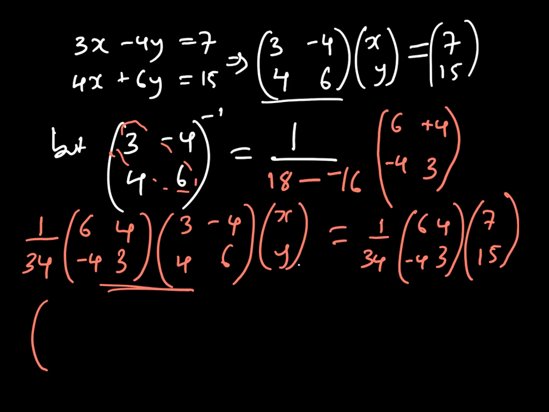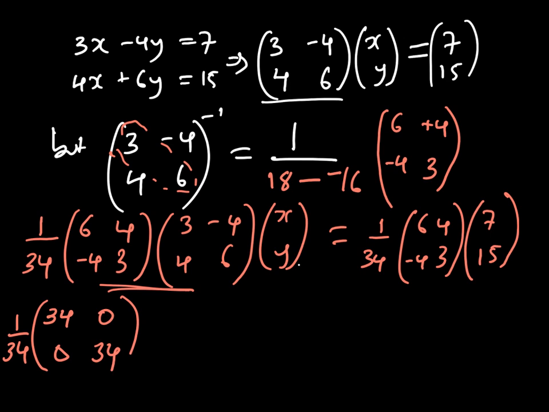6 times 3 is 18. Remember, row by column. 18 plus 16 is 34. So here I have 34, and remember, I have 1 over 34 down here, so that will multiply to give a 1. And then 6 by negative 4 is negative 24, plus 4 by 6 is 24. So this is a 0, this is a 0, and this will be a 34. If you want, you can try it. It is a 4 and a 4.